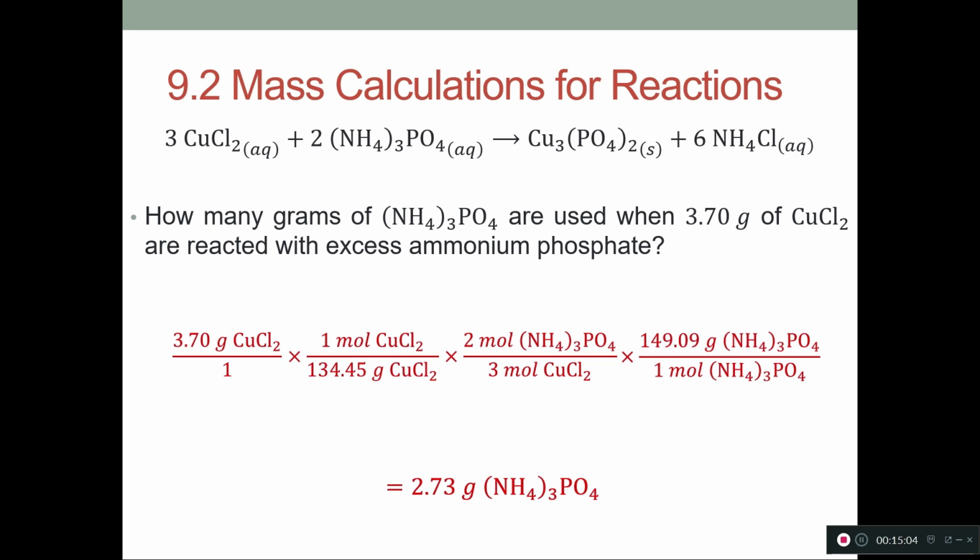Meaning that if we react 3.70 grams of the copper(II) chloride, this would use up 2.73 grams of the ammonium phosphate. And so we can use the mass of one of the reactants to find out what mass of the other reactant would actually react in this reaction.